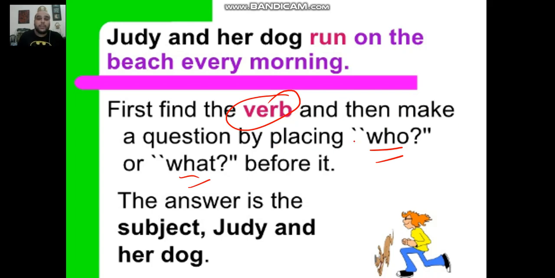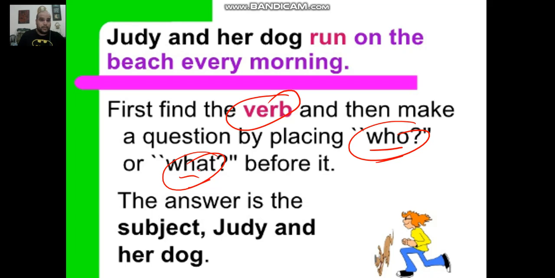And then make a question by placing who. You're going to ask, who did that? Okay? Or what did that? If the sentence starts, for example, with Malik is teaching us, okay? Who is teaching us? Malik. You used who because Malik is a person.